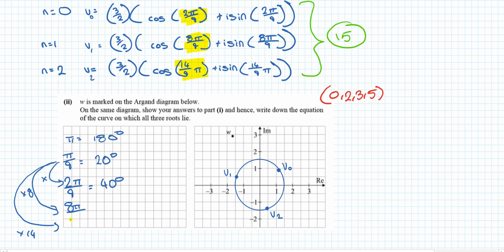8 pi over 9 is equal to, what is it? 160 degrees. And 14 pi over 9, what's 20 times 14? 280. Oops, that's not what I want. 14 pi over 9 is equal to 280 degrees.